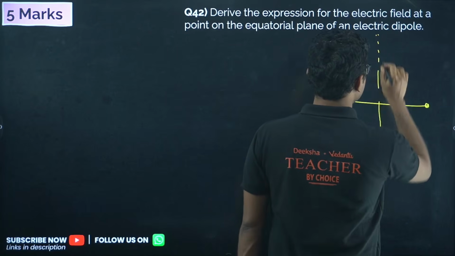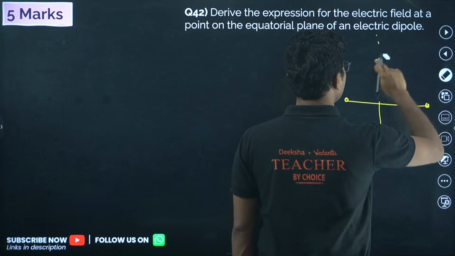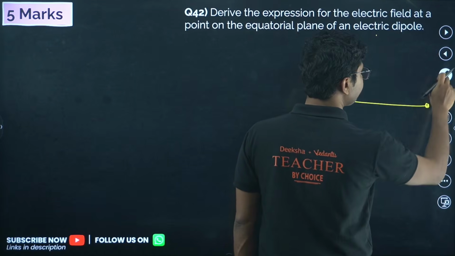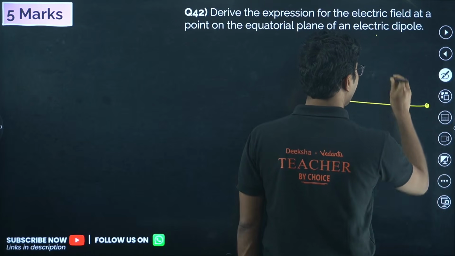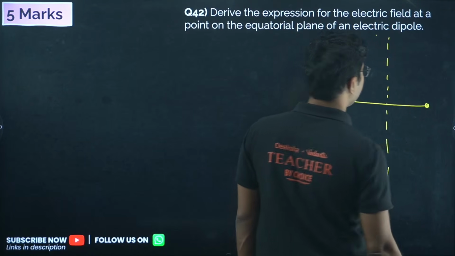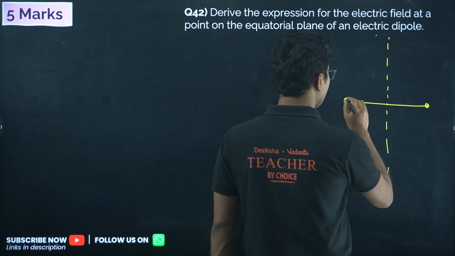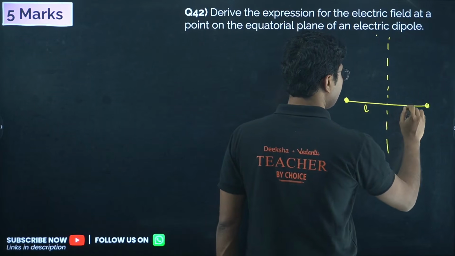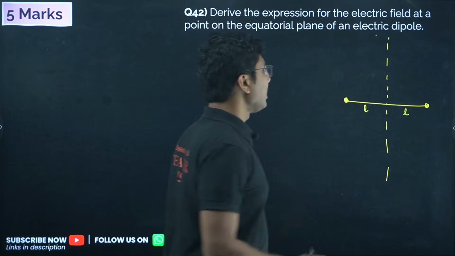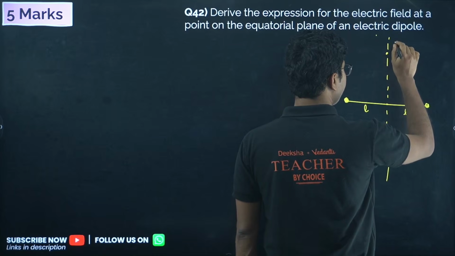So here the distance we are measuring from the midpoint again. So this is around the midpoint. So let us construct a line over here. This is the line over here. Okay. Now this is L, this is L. Next you have to find the electric field, say at a point P on this equatorial plane.